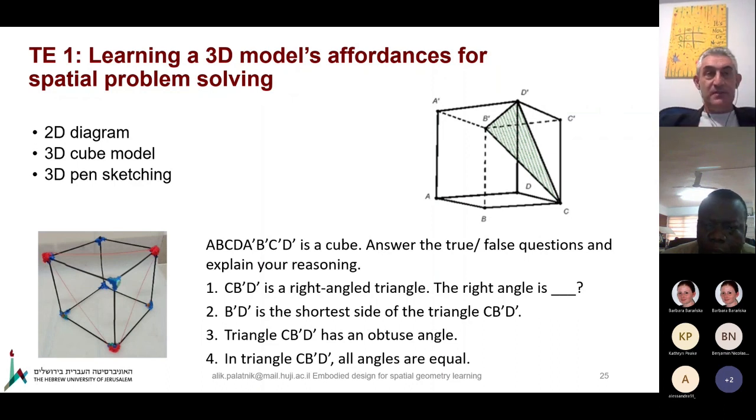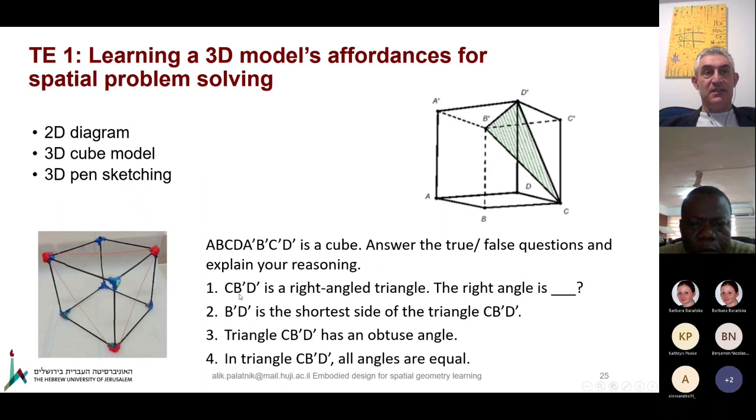So this is a teaching experiment, as I said, and you can recognize this is very similar to the question of Fujita. We have here a cube and 3 diagonals, and then I gave students this 3D model. So they have just the cube, and then they have this 2-dimensional diagram, and they have some questions. They have to answer true and false questions and explain their reasoning.